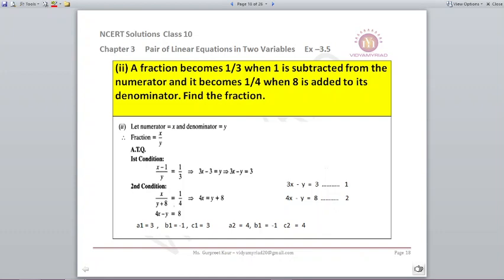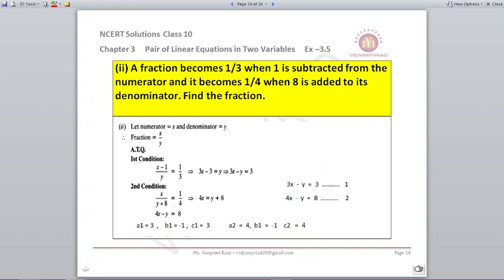Cross multiply, you get an equation 3x minus y is equal to 3. That becomes your equation number 1. Second case, it becomes 1 upon 4 when 8 is added to the denominator. That is x upon (y plus 8) is equal to 1 upon 4. You get your equation 4x minus y is equal to 8. That becomes your equation 2.